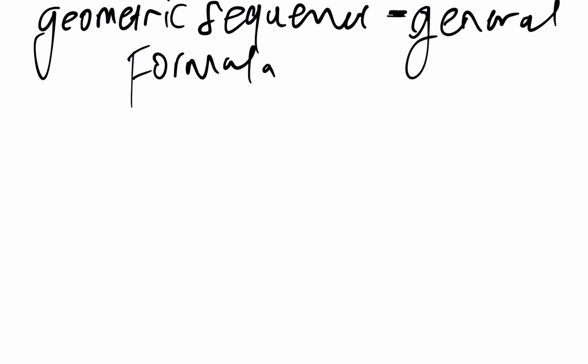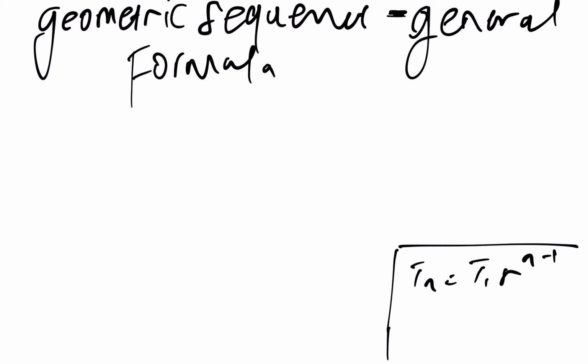The formula for finding the nth term in a geometric sequence is given by Tn is equal to T1 times r to the power n minus 1, where T1 represents the first term of the sequence and r represents the common ratio of the sequence. We talked about these two in the previous videos for geometric sequences.